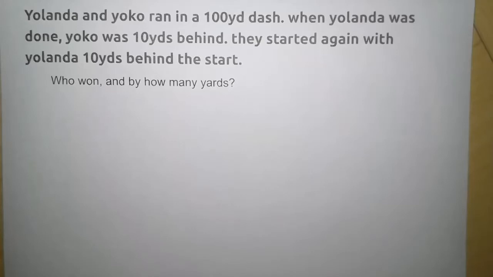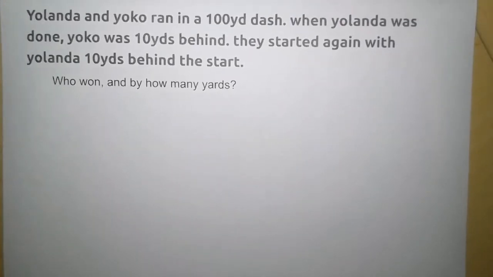In this video, we're going to go over the Yolanda and Yoko word problem that causes people so much difficulty. Now, let's start with what we know. We know that Yolanda and Yoko run a 100-yard dash. Yolanda finished first and Yoko was 10 yards behind.